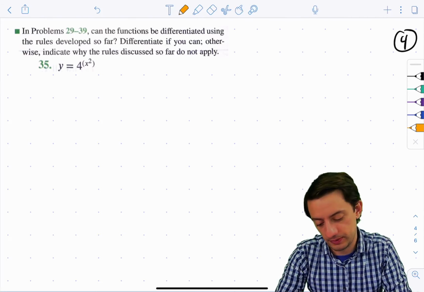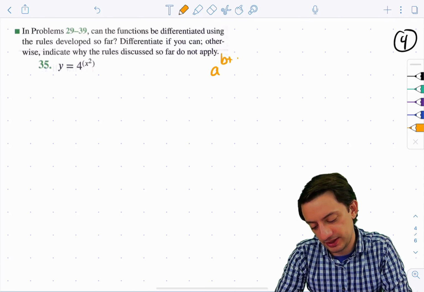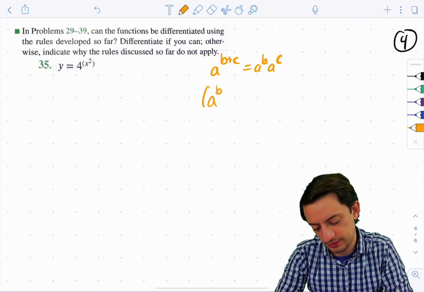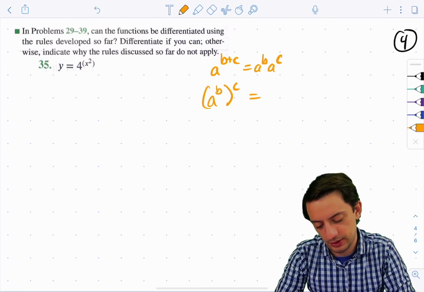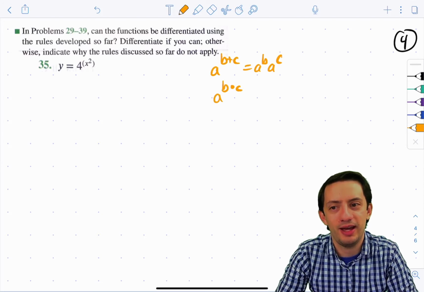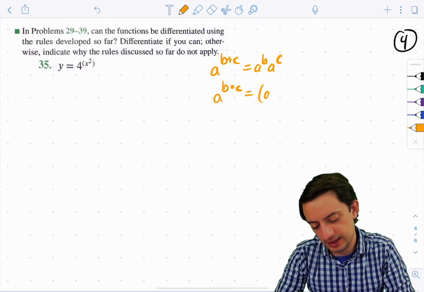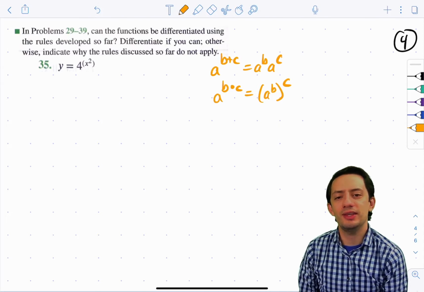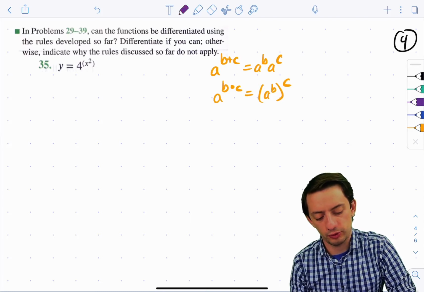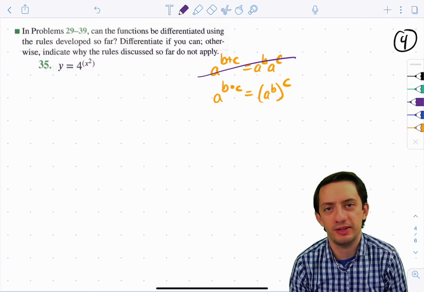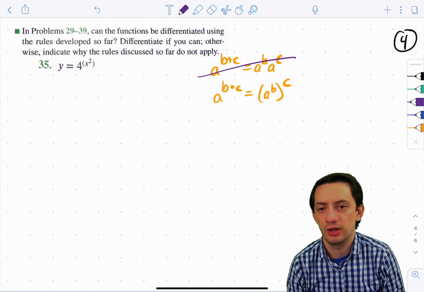Well, let's remember our rules. We just saw a to the b plus c is okay, because we can split it like that. The other rule that we have is, let me write that kind of differently, a to the b times c is a to the b to the c. So, can this rule help us? Well, the first rule does not apply, because there's not a nice way that we're going to be able to write x squared as something plus something. Well, what about this one?